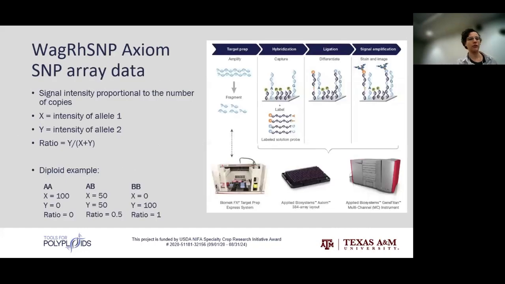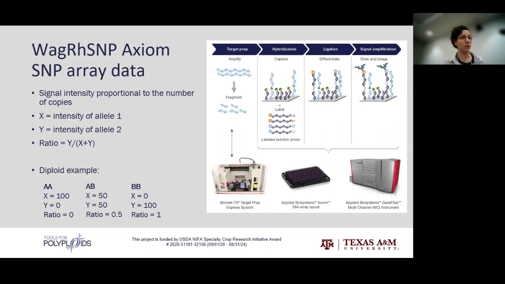And we have been using, but first we need to understand a little bit, just a little bit of concepts about the Axiom array. So we have 2 probes designed for each one of the alleles, and each probe will emit 1 light intensity for each allele. We capture that as X and Y: X for the intensity of one allele and Y for the other allele. And another important measurement here will be the ratio, that would be Y divided by the sum of both.